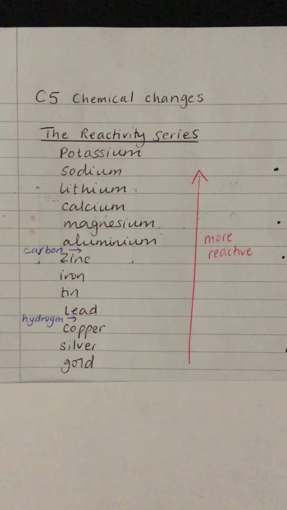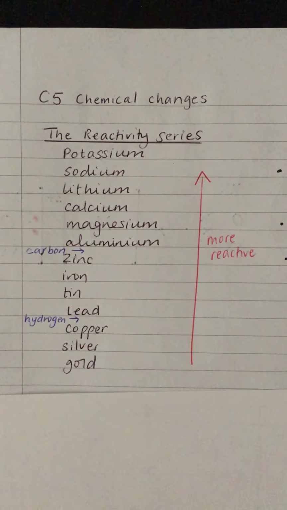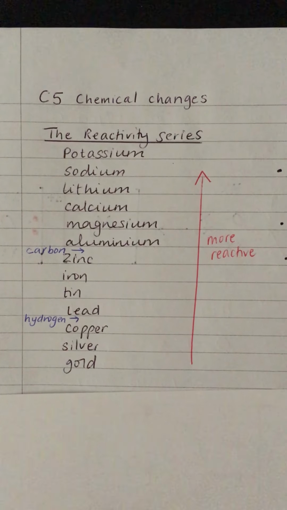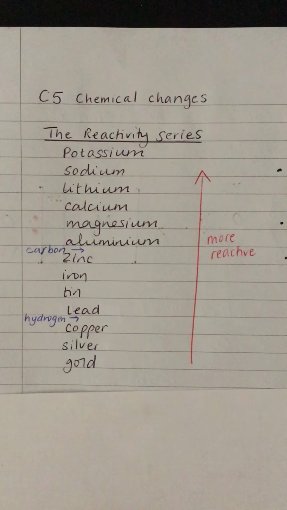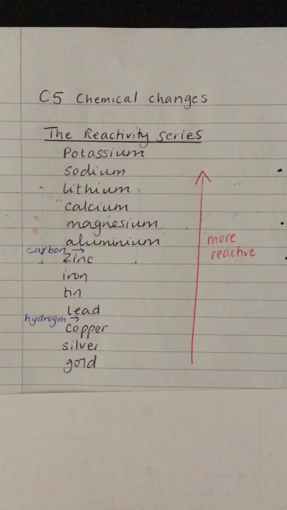The reactivity series is a list of metals in order of reactivity. Now, as you go down the group, the metals become less reactive. A couple of other things you'll notice here is that we've got carbon and hydrogen. They're obviously not metals, but they are there for a reference point, and we'll come on to why carbon and hydrogen are there.